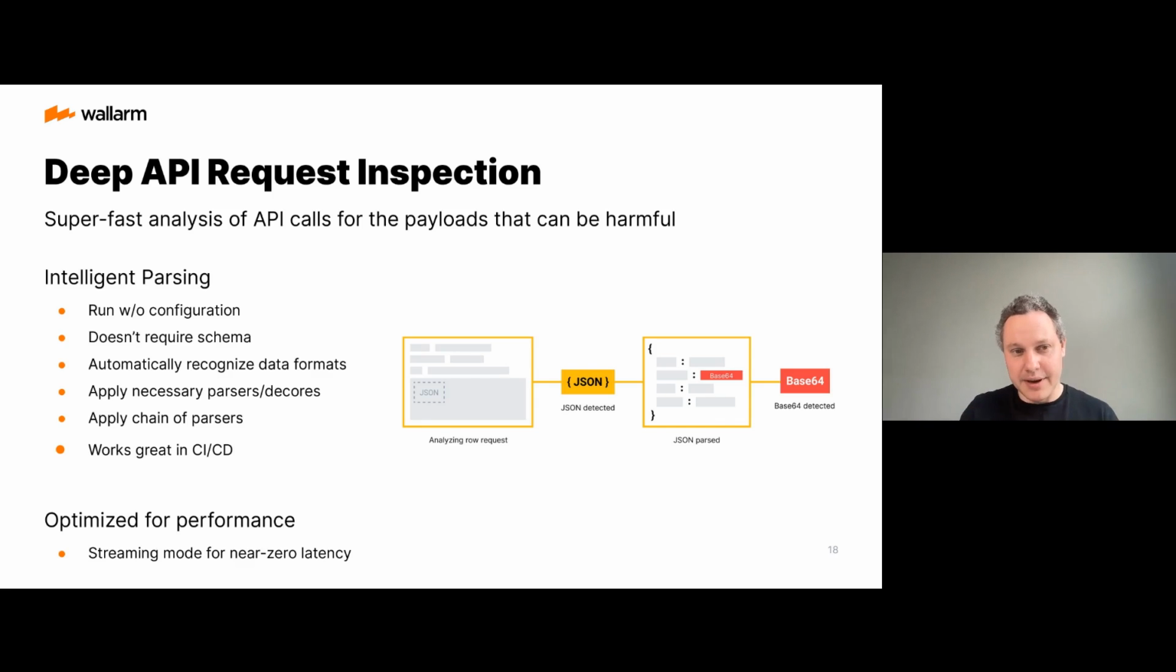We'll talk about that. But what it will do is what we call intelligent parsing. We will automatically understand, okay, it's JSON. We will apply the parser for the JSON. Then we will see what kind of key values are in the request, and if we see something is encoded in base64, we will automatically apply the next decoder, and we'll see what's actually inside the base64 encoded data. So you will have this full visibility.